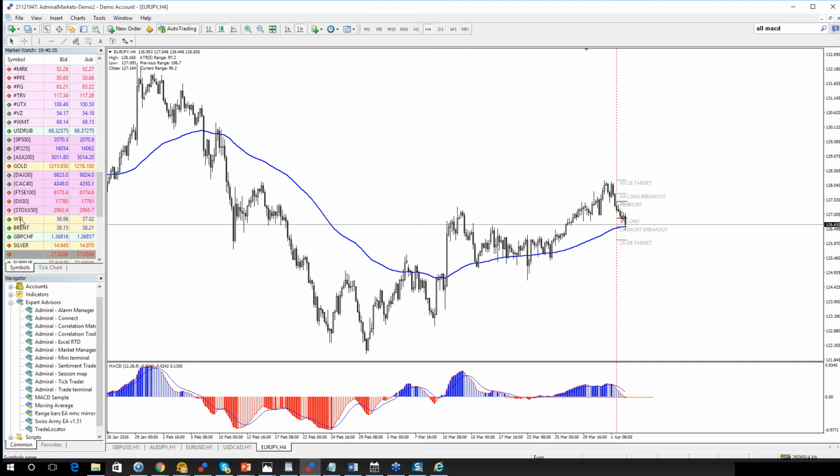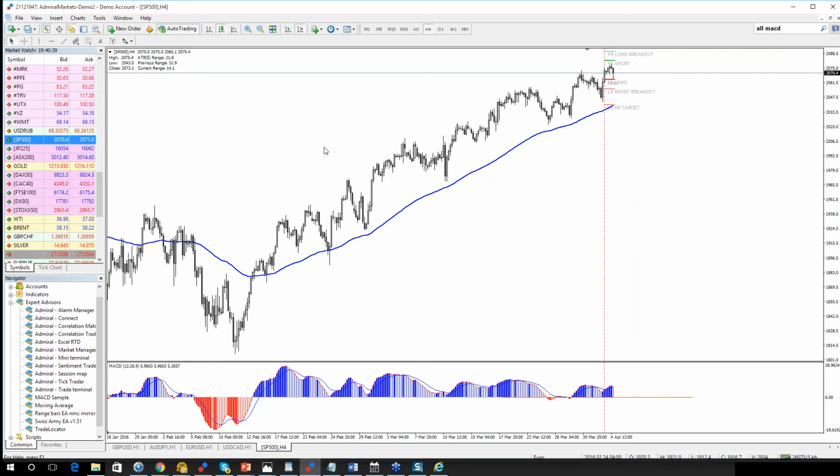SP 500 bullish and following the trend perfectly. I would be looking for a pullback towards this level, or this level. So SP 500 looks bullish.